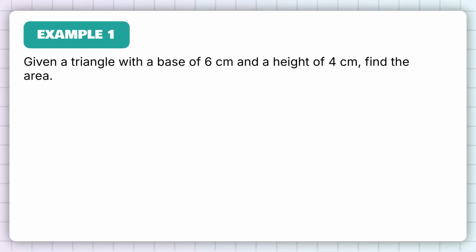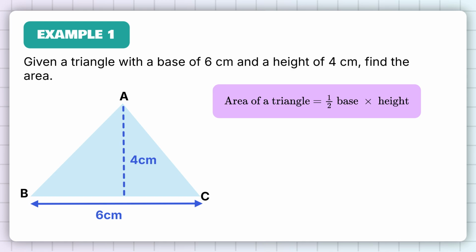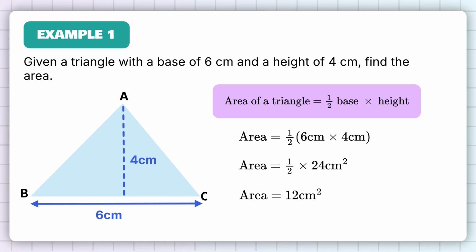We'll begin with a simple case to understand the basic concept of calculating the area of a triangle. In this diagram, we see a triangle with a base of 6 centimeters and a height of 4 centimeters. To find the area, we turn to the formula, area equals half base times height. We know these values, so all we have to do is substitute them in. Area equals half 6 centimeters times 4 centimeters. This means half of 24 centimeters squared. This gives us 12 centimeters squared.